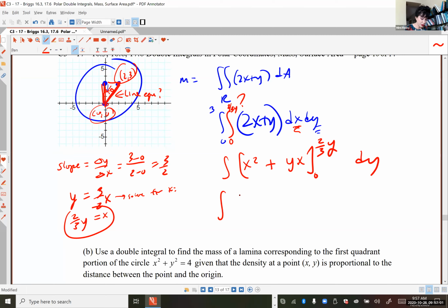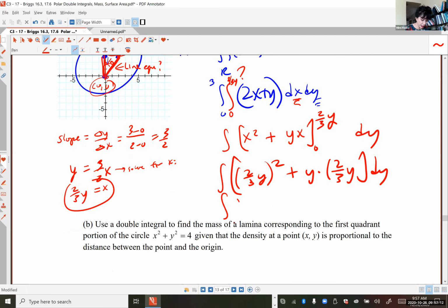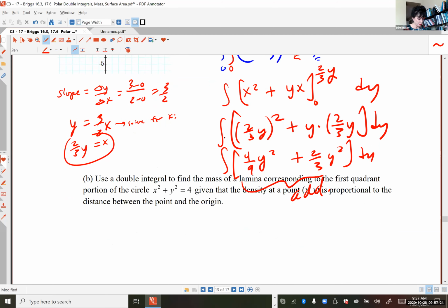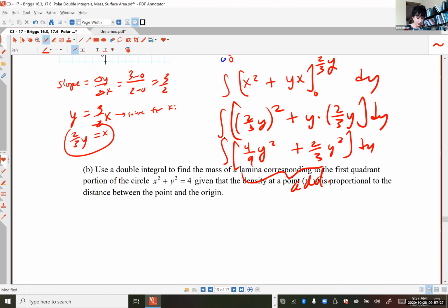And then that will give you what? 2/3 y squared plus y times 2/3 y. And then you'll integrate this with respect to y. But if I clean this up a little bit, this is 4/9 y squared plus 2/3 y squared. And I'm going to add like terms because that's doable. Those are both y squared terms. But what is 4/9 plus 2/3?